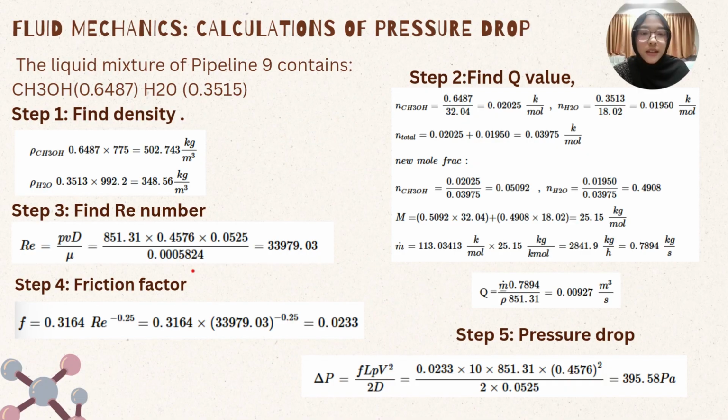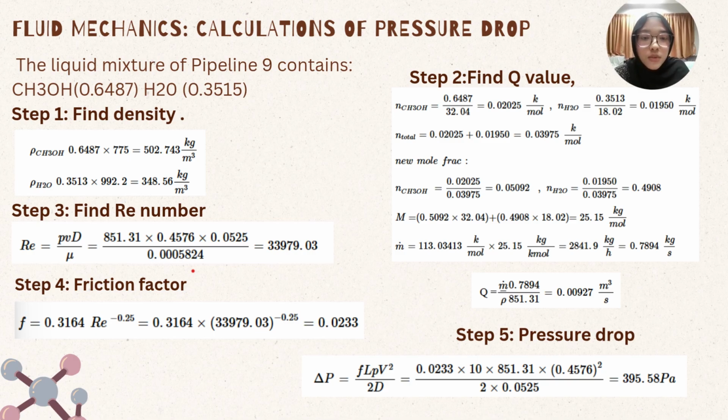Thank you. Now let's look at pipeline 9, which connects the gas-liquid separator to the distillation columns and handles a liquid mixture of methanol and water. Step 1, we need to calculate the mixture density using mass fractions and individual densities. Step 2, we will find the volumetric flow rate, Q, and convert the mole fractions to new mole fractions based on molar flow, and calculate the average molar mass to determine the mass flow rate.